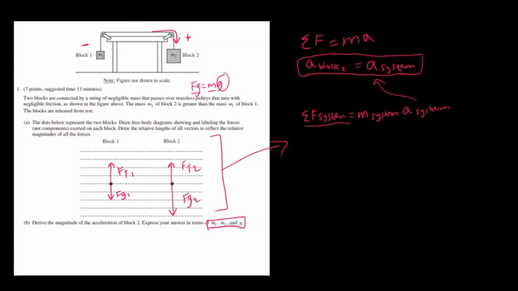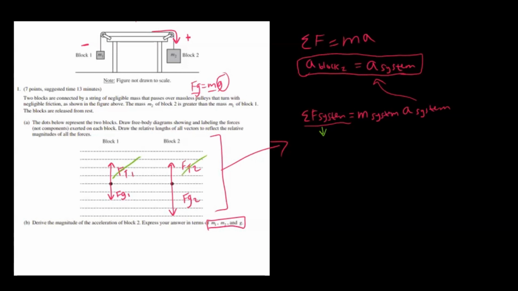I'm going to change colors for this. Let's use like a light green. I like this color for some reason. Okay, so the sum of the forces in the system is going to be just Fg, because as we talked about before, the force of tensions just cancel out each other.